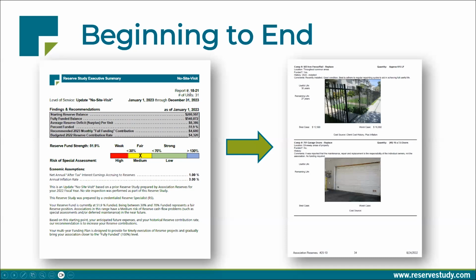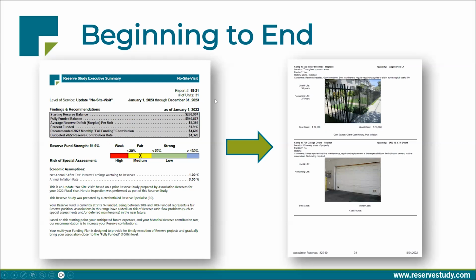It's a no site visit, number of units, the date from and to. The findings and the recommendations are as of January 1, the starting reserve balance, the fully funded or that target reserve balance, and that results in the association being about 52% funded. You see that here in the chart, which, as we showed in that chart just a moment ago, it's about a medium risk of special assessment, a medium risk of running out of cash. And our recommendation is for $4,600 of reserve funding per month. And that's a little bit of an increase from their $4,320 in the last year. So kind of a big picture.